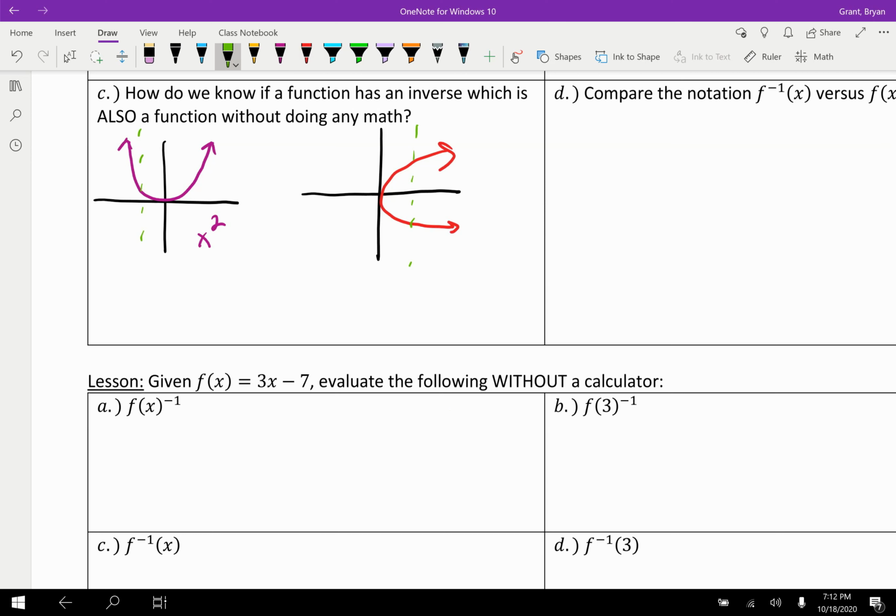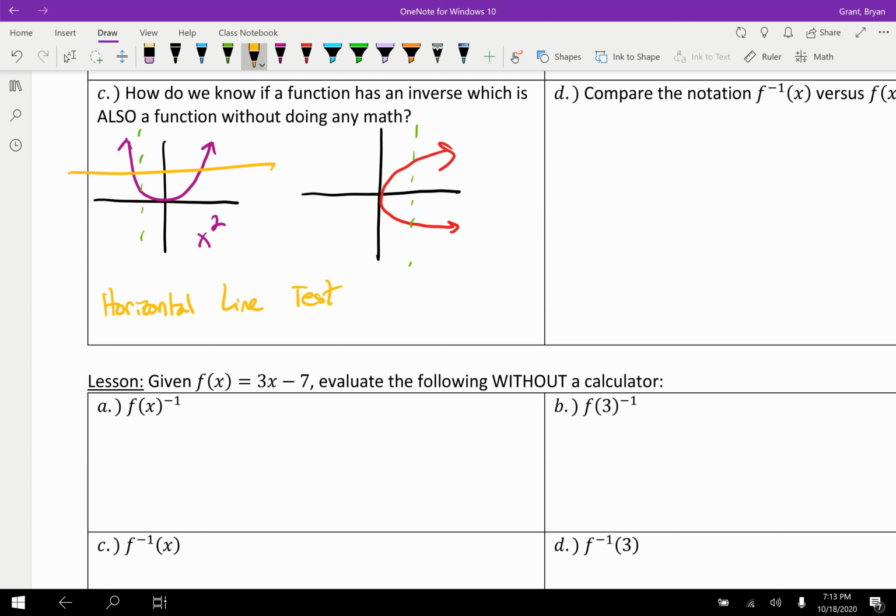Well, how would we have known that initially? It is all about these lines, these vertical lines, or in this case, the horizontal lines. If you're ever interested, you can always perform the horizontal line test. If I do the horizontal line test on my parabola, notice it fails, because just like the vertical line test, if a horizontal line passes through a graph more than once, then its inverse will not be a function.